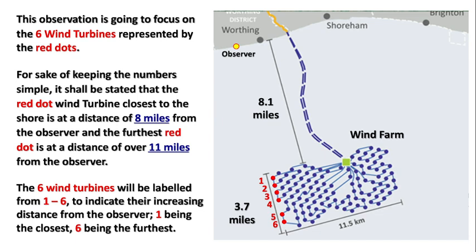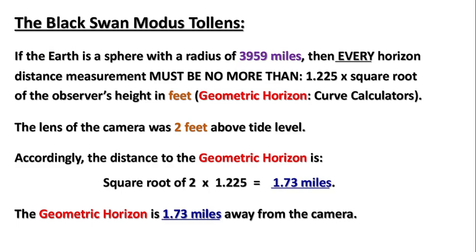For sake of keeping the numbers simple, it shall be stated that the red dot wind turbine closest to the shore is at a distance of 8 miles from the observer, and the furthest red dot is at a distance of over 11 miles from the observer. The 6 wind turbines will be labeled from 1 to 6 to indicate their increasing distance from the observer, 1 being the closest and 6 being the furthest. The Black Swan modus tollens.